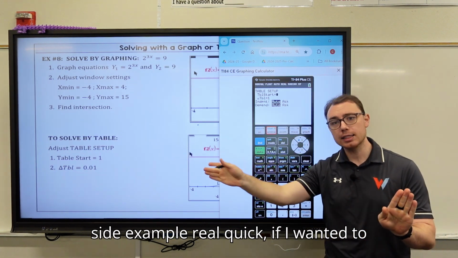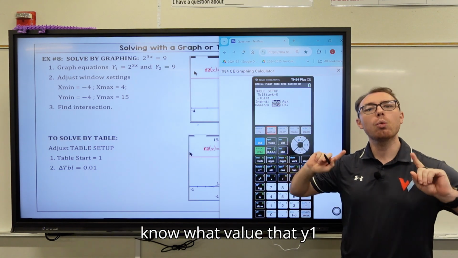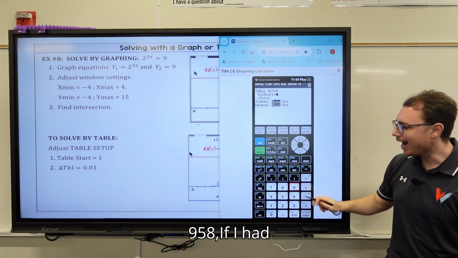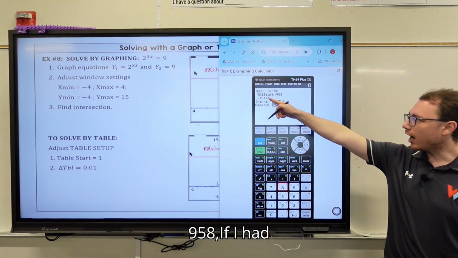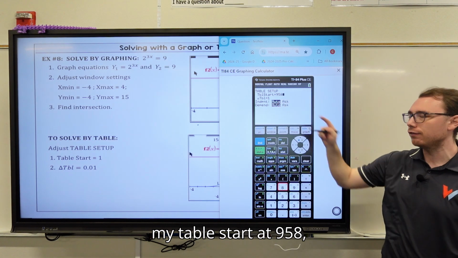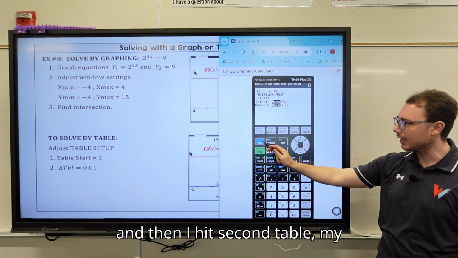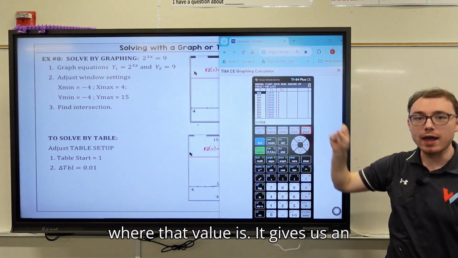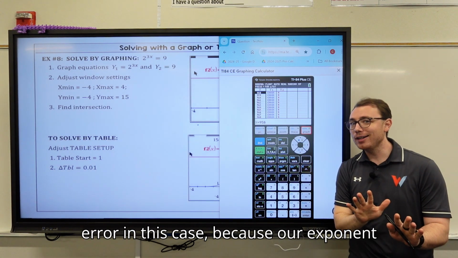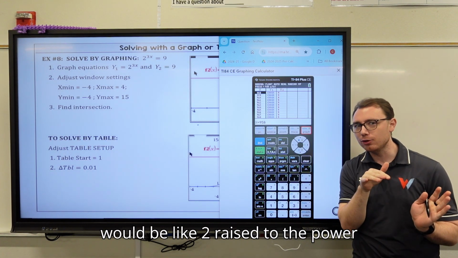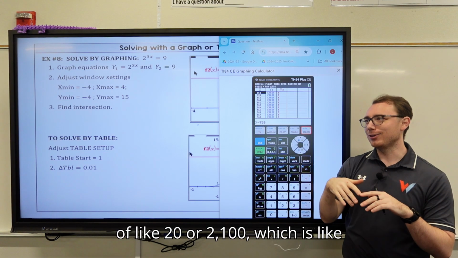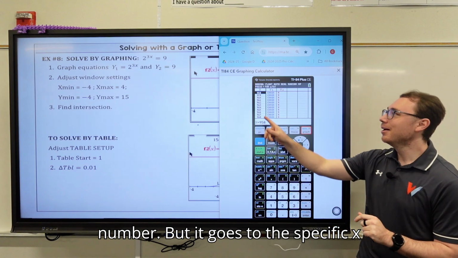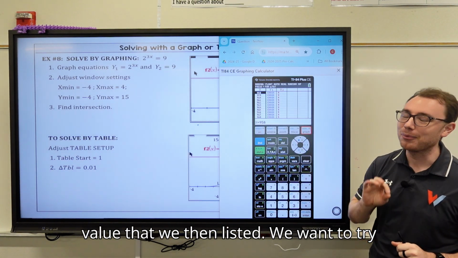As a side example real quick, if I wanted to know what value the y1 graph equaled at, let's say, 958, if I had my table start at 958, and then I hit second table, my first entry goes directly to where that value is. It gives us an error in this case because our exponent would be like 2 raised to the power of 2,874, which is like a trillion, billion, gazillion. It's a big number. But it goes to the specific x value that we listed.